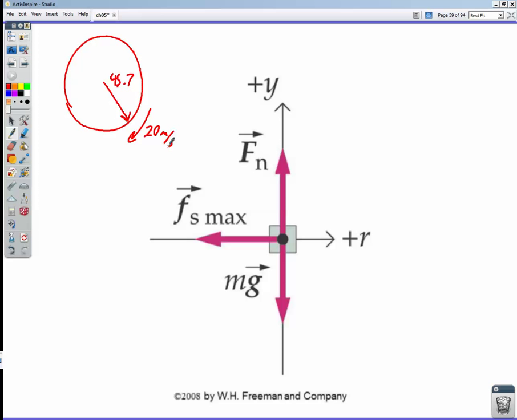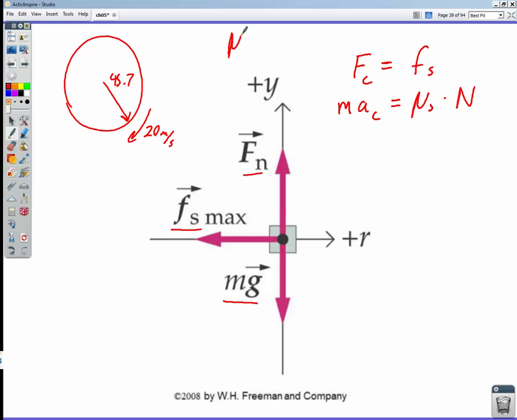If we look at the car head on, this is a view from the side, and this is the free body diagram. We have mg going down, the normal force going up, and the force of static friction going in towards the center. We say that the centripetal force, F sub c, is being supplied by the force of static friction. The centripetal force is mass times the centripetal acceleration, and the force of static friction is the coefficient of static friction times the normal force.